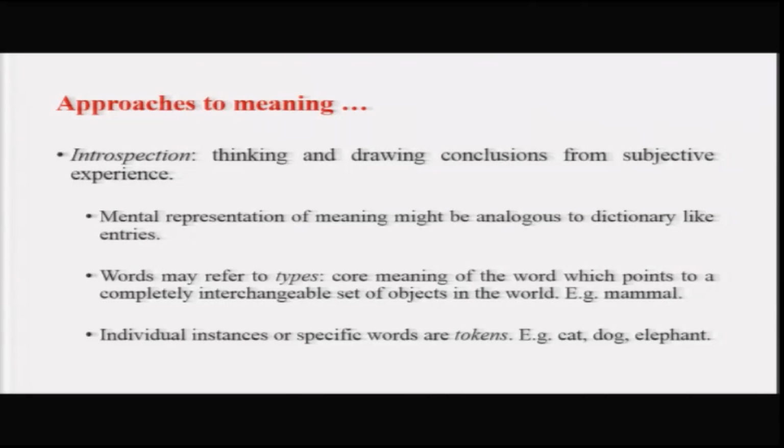Types are core meanings of words that point to a completely interchangeable set of objects in the world. Okay. So, for example, if you ask me what an animal is, I can give you an example of a cat, rat, dog, anything. But if you ask me examples of what a dog is, I have to talk to you about everything that just is dog. I can go into breeds as well, but that is a different level altogether. Okay. So, individual instances or specific examples of a particular category are referred to as tokens, and that entire category depicted by a particular word is referred to as a type. So, this is something that you have to remember.